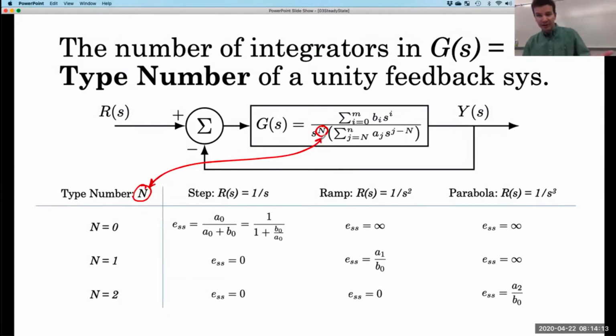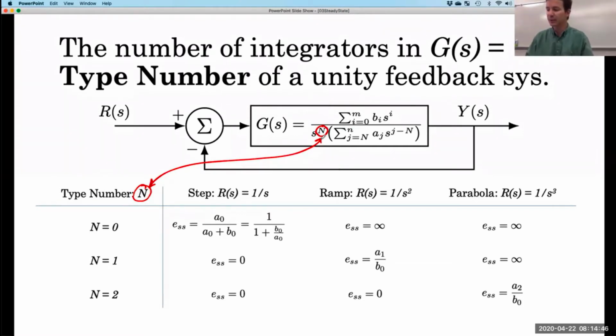So common examples of type numbers are type 0. That would mean no integrators in that forward path transfer function. You could have type 1, type 2, type 3. The integers go on and on and on. The more integrators you have in that forward path transfer function, this is not something we prove, but it is a fact that the more integrators you have in that transfer function, the better your steady state error will be for a wider variety of reference inputs.